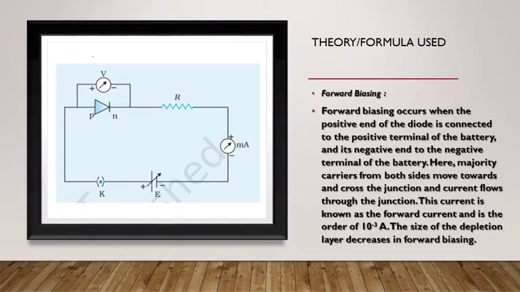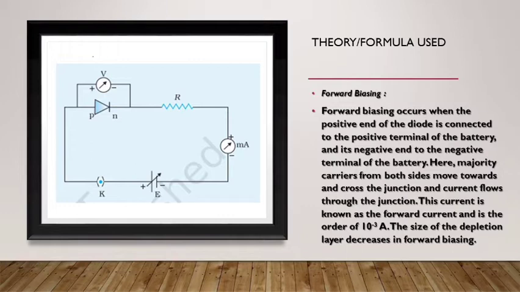Here majority carriers from both sides move towards and cross the junction and current flows through the junction. This current is known as the forward current and is of the order of 10 to the power minus 3 ampere. In forward biasing, the size of the depletion layer decreases, and you can see the diagram.